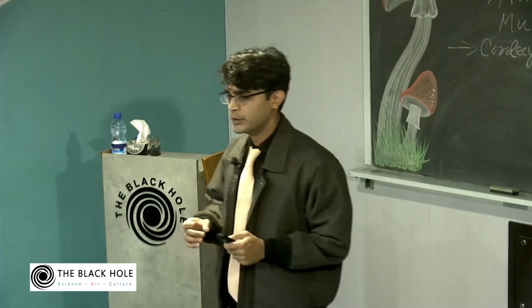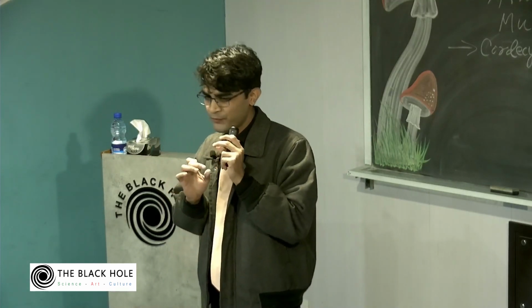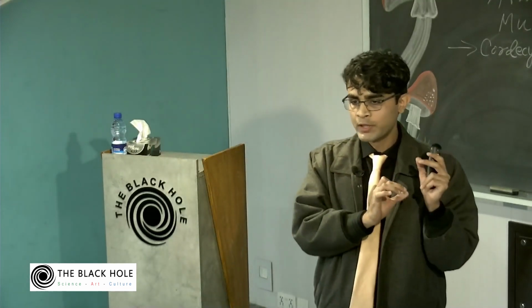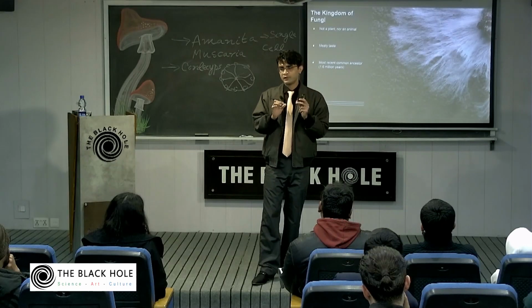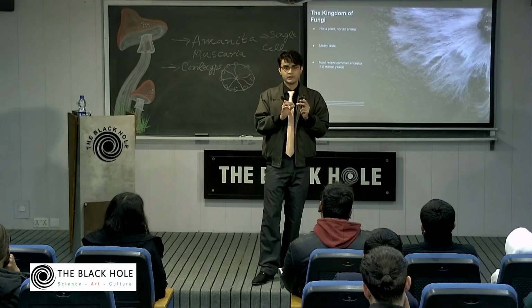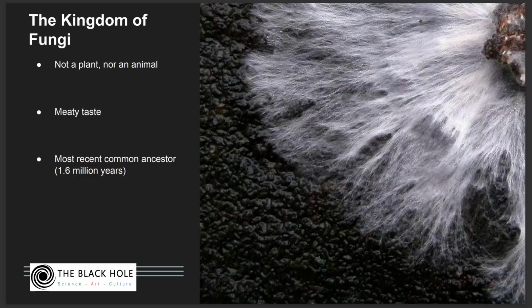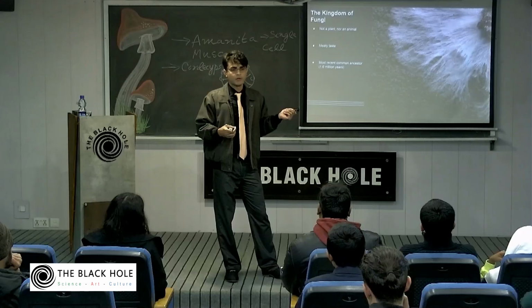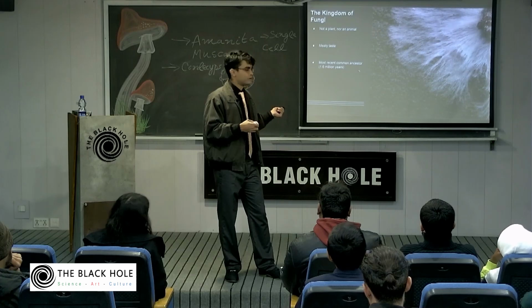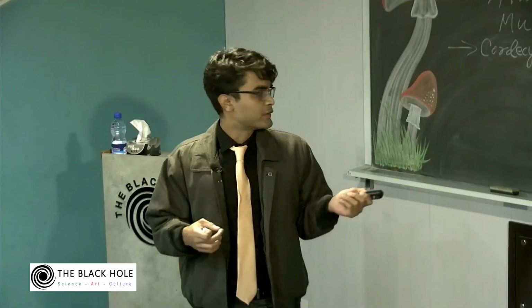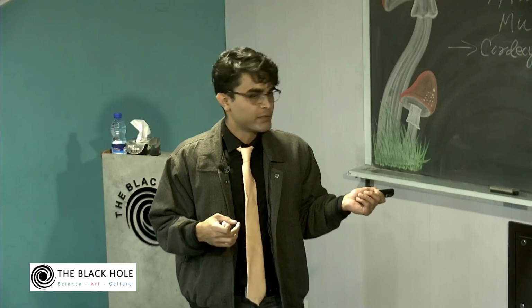It's something else entirely. If you see a close-up of a mushroom cell under a microscope, it actually resembles an animal cell more than it resembles a plant cell. That's why people say that mushrooms typically have a meaty taste, right? They taste like meat. That's the word that people use most often to describe the umami flavor that mushrooms have. And the reason for that may have to do with the fact that they are more closely related to animals than they are to plants. In fact, the most recent common ancestor of animals and fungi was estimated to have lived 1.6 million years ago.